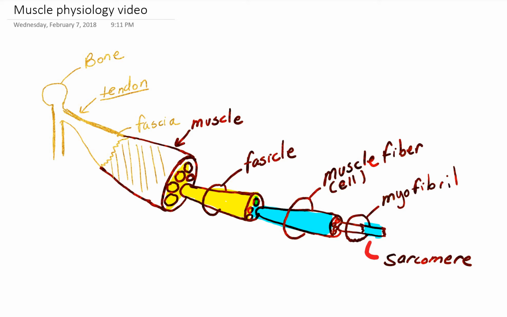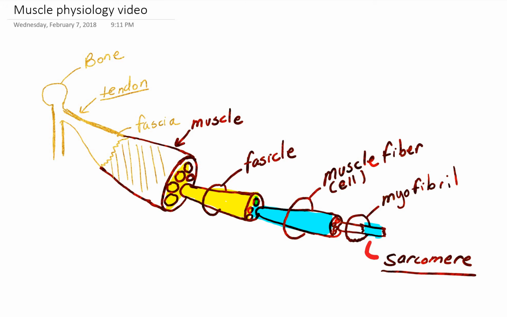The sarcomere is the basic fundamental unit of the muscle. It's like a physicist saying that atoms are the basic unit of matter. So it's really important to understand that.